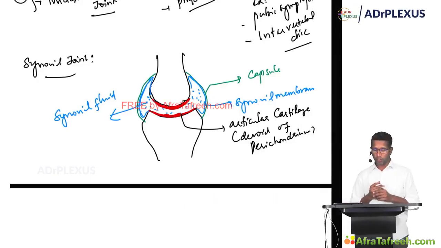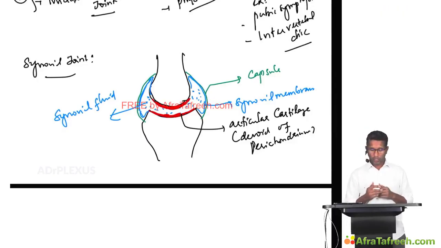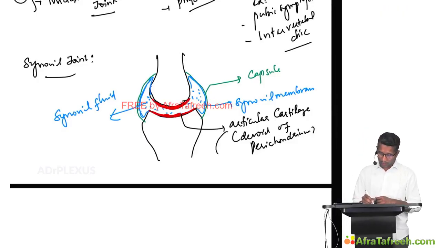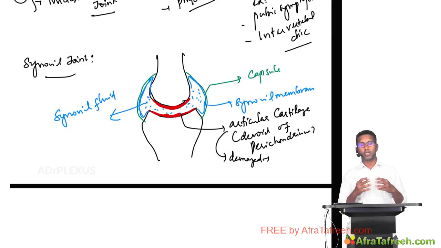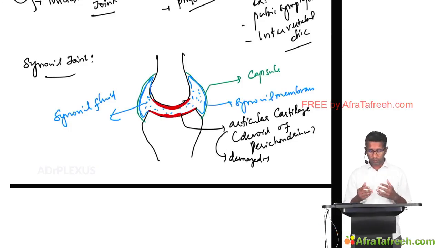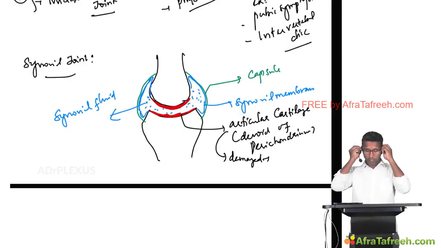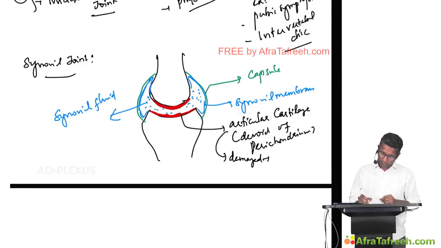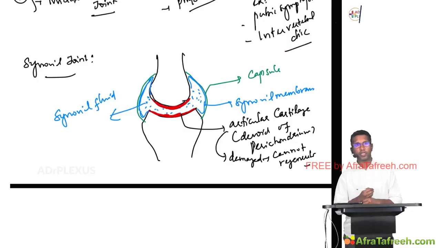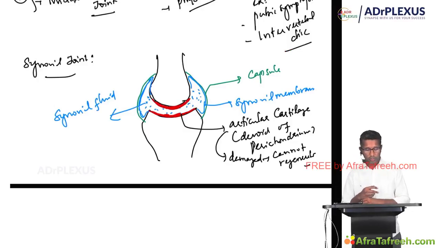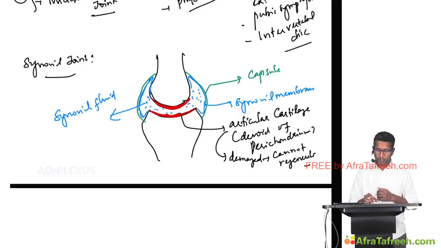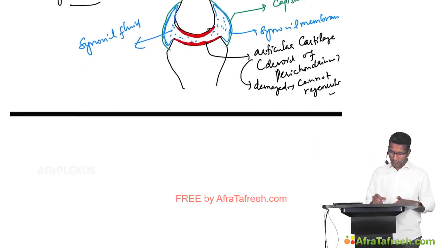When it is devoid of perichondrium, it cannot regenerate. So that is why when an articular cartilage is damaged, the joint will be totally lost. It will become functionless if the articular cartilage is destroyed, because articular cartilage is devoid of perichondrium. When it is devoid of perichondrium, the cartilage cannot regenerate.